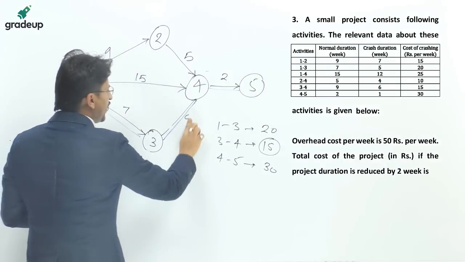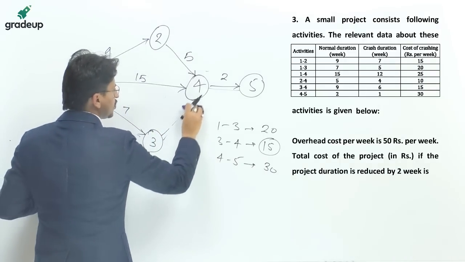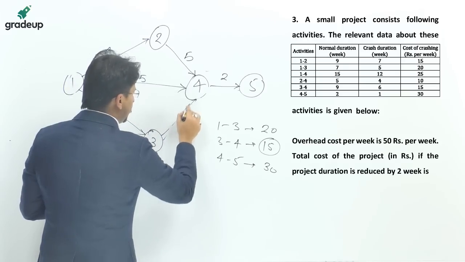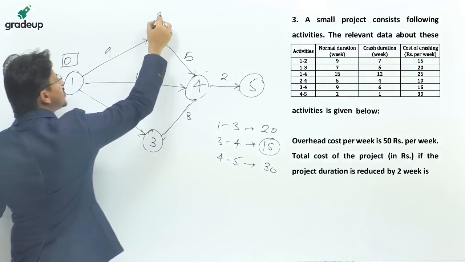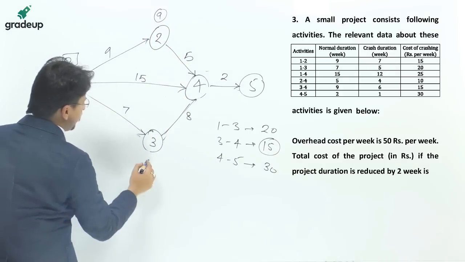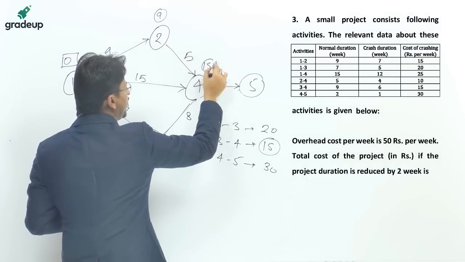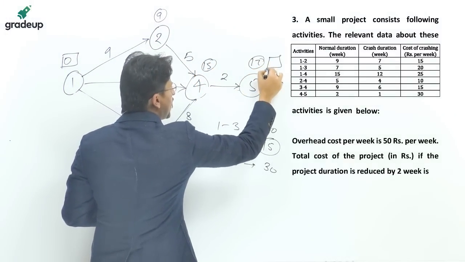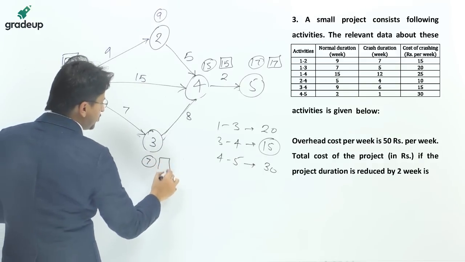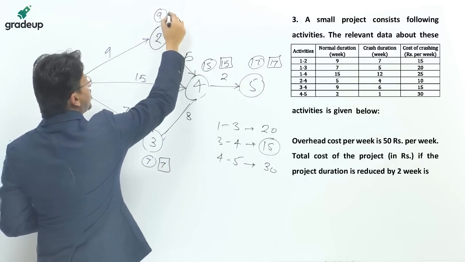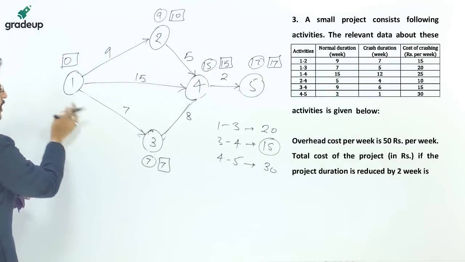Now we will crash this by 1 week, so this becomes 8. Now again doing the forward pass and backward pass computation, this becomes 0. This is 9, this is 7. 7 plus 8 is 15, 9 plus 5 is 14, so this will become 15, and 15 plus 2 is 17. Doing the backward pass: 15 minus 8 is 7, 15 minus 5 is 10, and 15 minus 15 is 0. 10 minus 9 is 1, 7 minus 7 is 0.